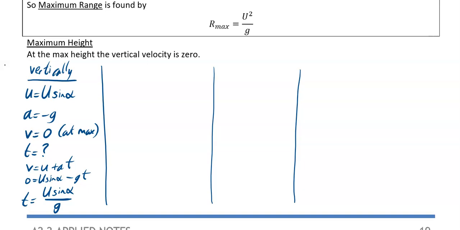Okay, if we have a look at this wee formula, what we've got is our time to get up to the maximum height, and it was U sine alpha over g. Now, if you have a look at our time for the overall motion, the whole flight time, it was 2U sine alpha over g. So if you find your maximum height time, then this can just be doubled to give you your flight time as well. So we'll just make a wee note of that in this second column here.